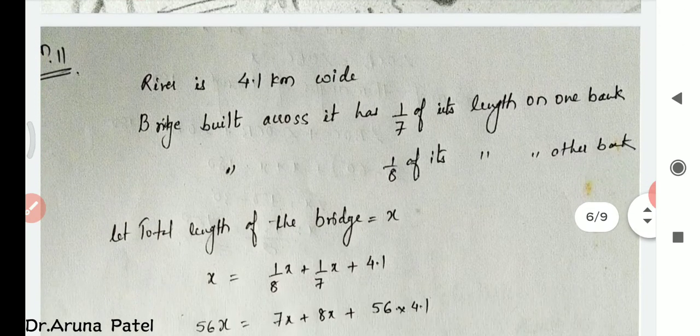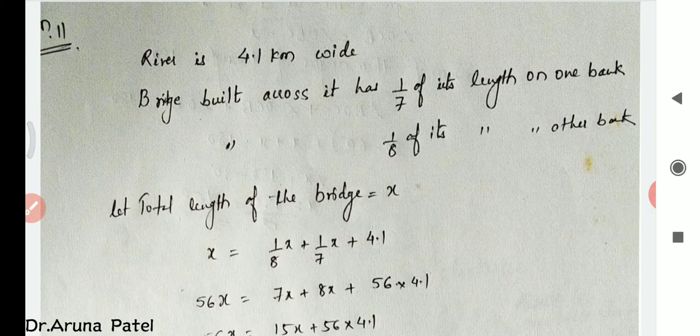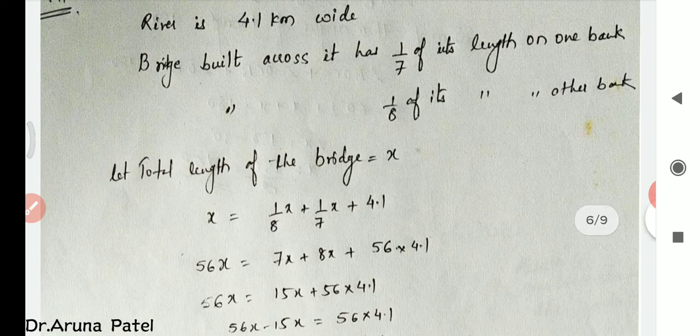See the solution. River is 4.1 kilometer wide. So the bridge built across it has 1 by 7 of its length on one bank and 1 by 8 of its length on the other bank. So let the total length of the bridge be x, then x is equal to 1 by 8 of x plus 1 by 7 of x plus 4.1 river width. So this width is also added here.